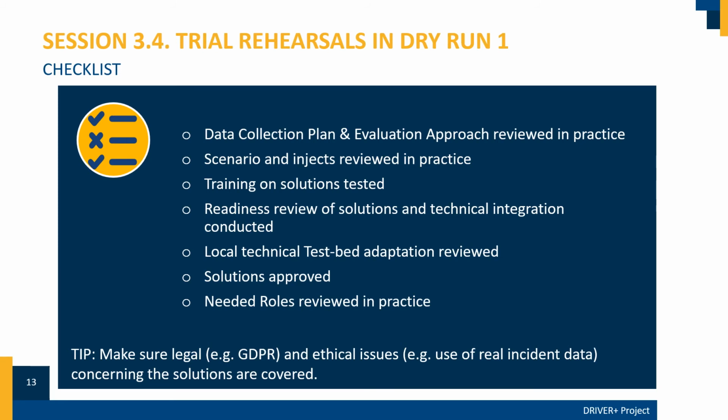During your Dry Run 1, you should be able to check off the following aspects. Think about whether all systems are up and running and that every kind of data collection was tested. Is the scenario and its injects okay for the objectives you want to achieve? Are the solutions working well, and do their providers know what still needs to be finalized? Does everyone involved know their role, and do you have sufficient persons to execute your trial? Also, now that you have a good idea on which data is needed to execute your trial and which data is collected, check whether it is legally and ethically okay to use and collect this data.